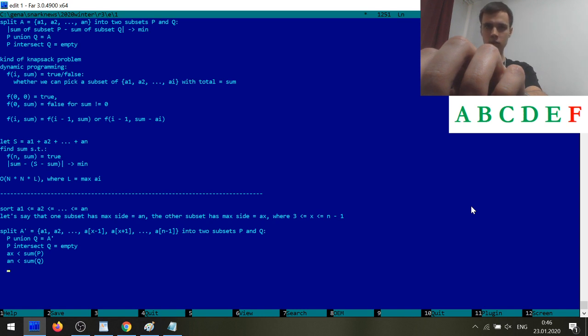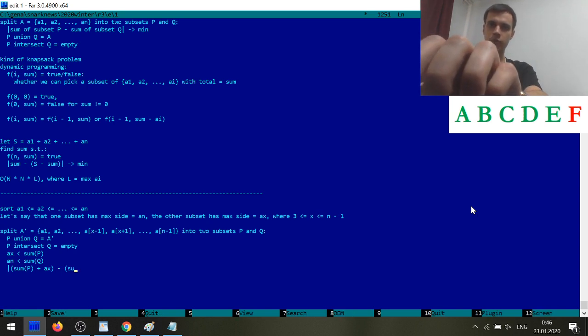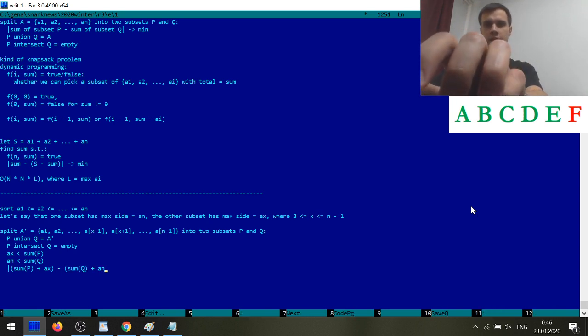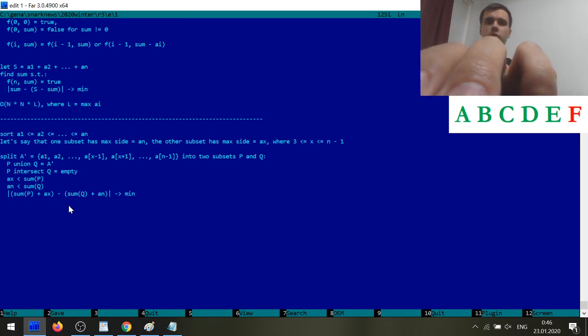And again, we want to minimize something. So first we want sum P plus ax. That's the sum of the first subset, and the sum of the second subset is sum Q plus an. And we want to minimize this. That's it, right? So basically that's how we have transformed our problem. And yeah, now we can do it.